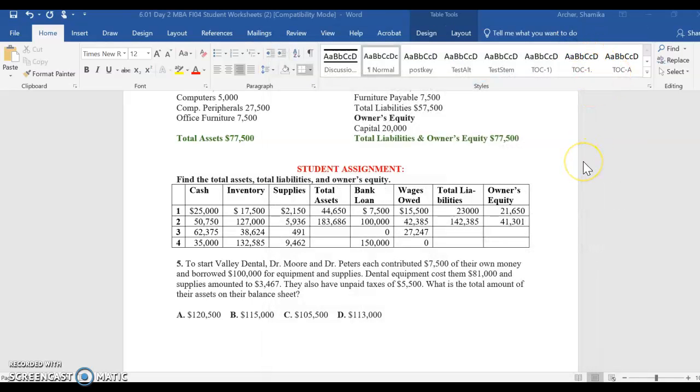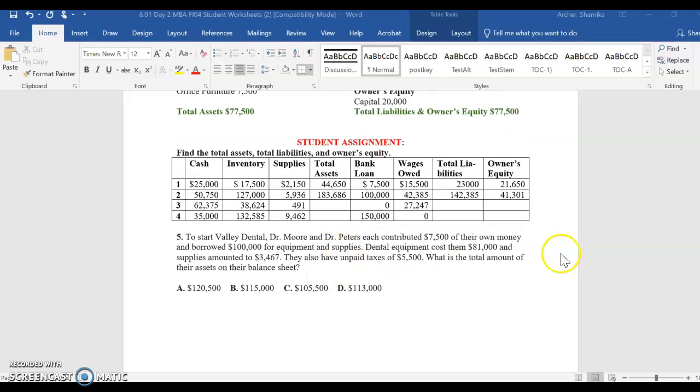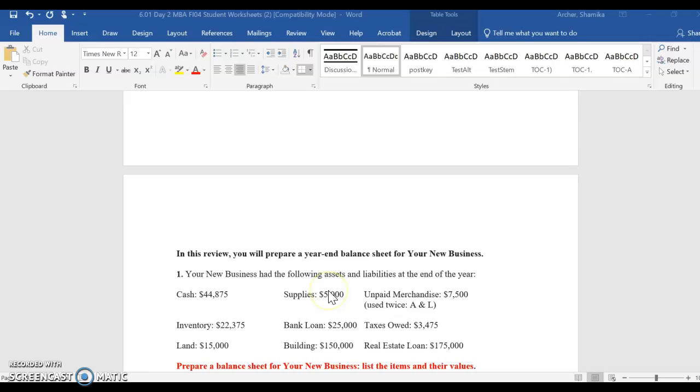And so again, remember, balance sheets have to balance. Your asset side needs to equal your liabilities and owner's equity. So you're going to finish filling out 3 and 4, and then for 5 it's asking you what is the total amount of assets on their balance sheet. So this is where you kind of have to break it down and figure out what your assets are, what your liabilities are, and add it up that way. And then just highlight, bold, or whatever it is for that one.